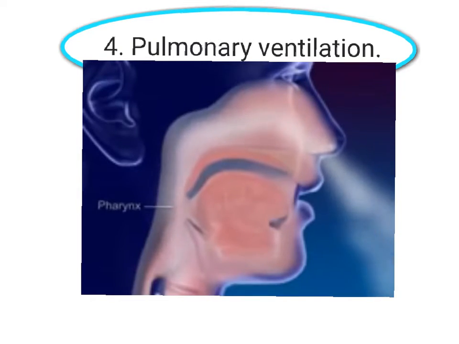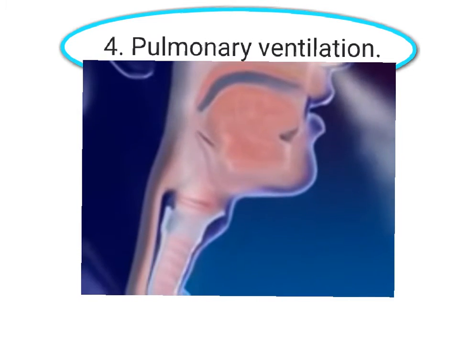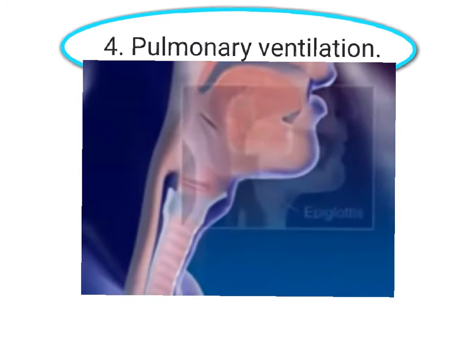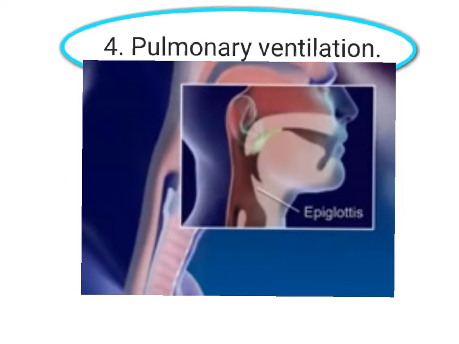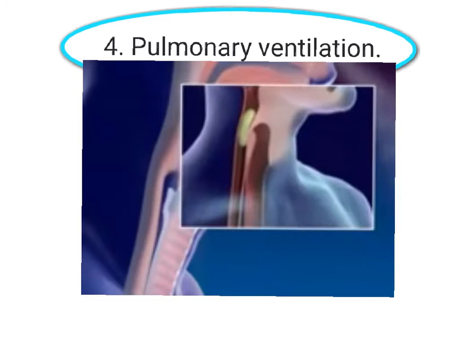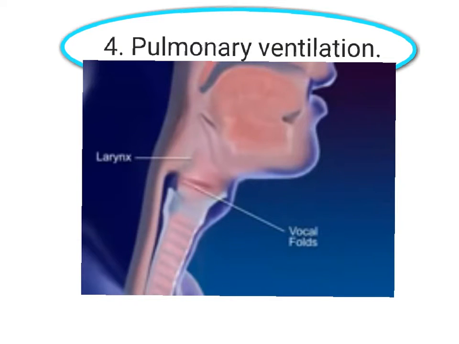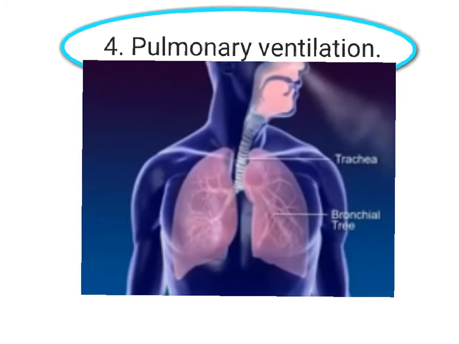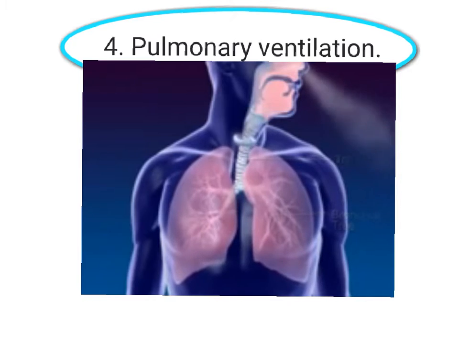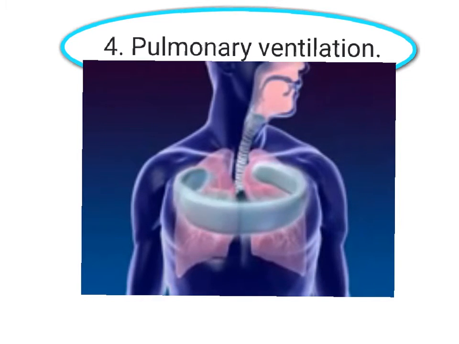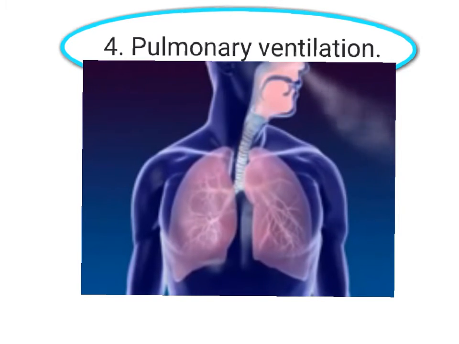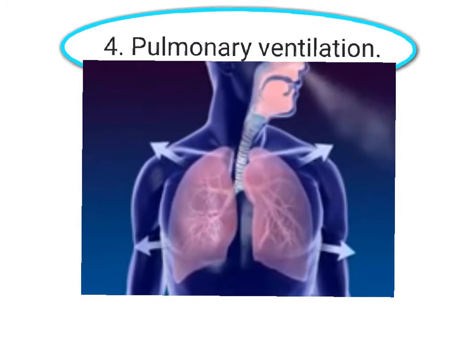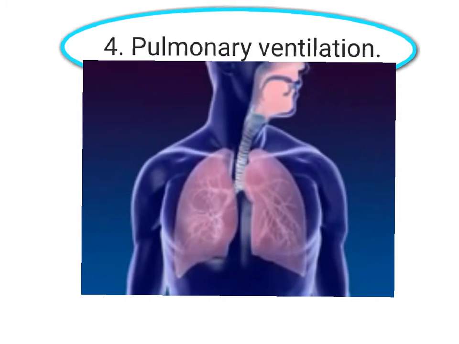Air moves into the pharynx, that is a common channel for food and air. Air continues on to the larynx. The epiglottis closes over the respiratory tract to prevent food from obstructing it. The larynx contains the vocal folds. Trachea connects the larynx to the bronchial tree. The trachea rings prevent the trachea from collapsing. Lungs are a spongy tissue with alveoli and capillaries. Breathing occurs because of the expansion and contraction of the lungs.